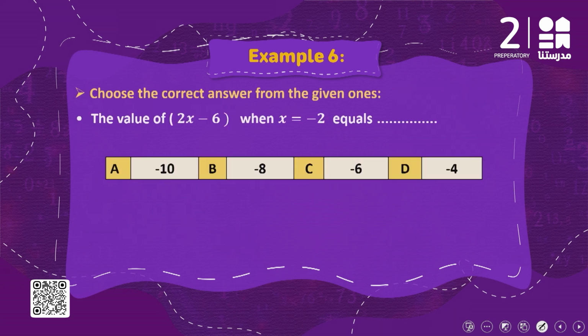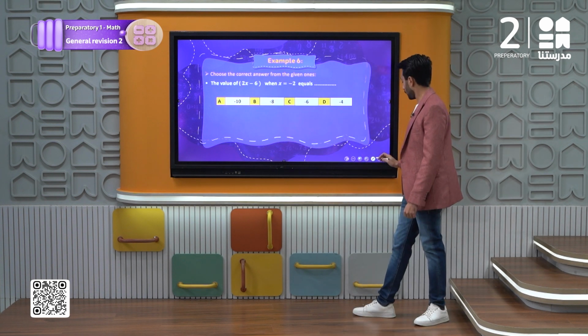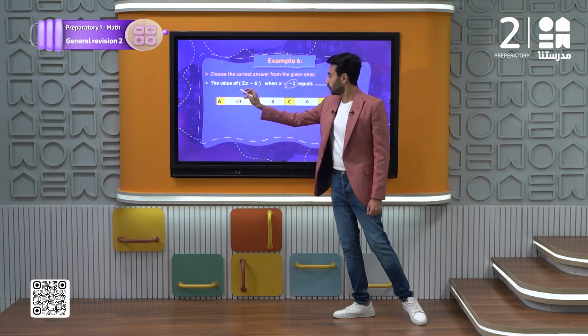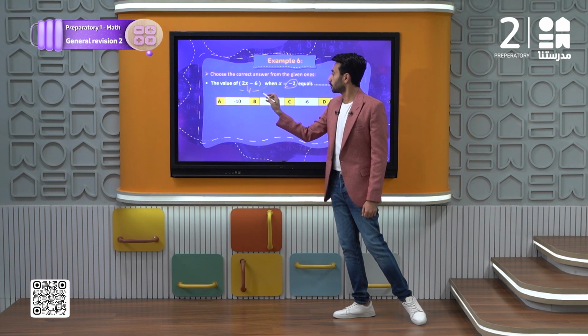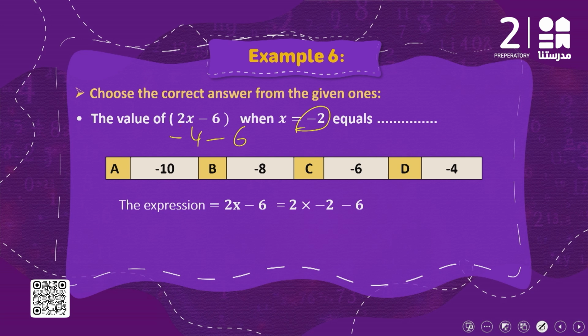Choose the correct answer from the given ones. The value of 2x minus 6 when x equals negative 2 equals, for sure you know that 2x means 2 times x. So now you have to multiply 2 by negative 2, which is negative 4. Then you have to subtract 6. Negative 4 minus 6, this is negative 10 for sure. The right answer is negative 10.